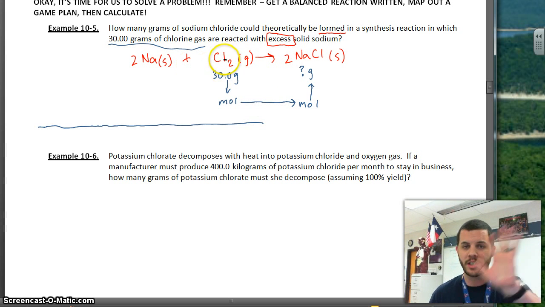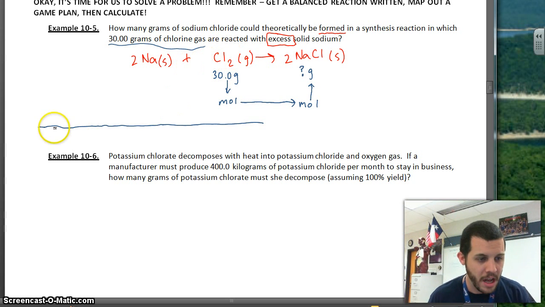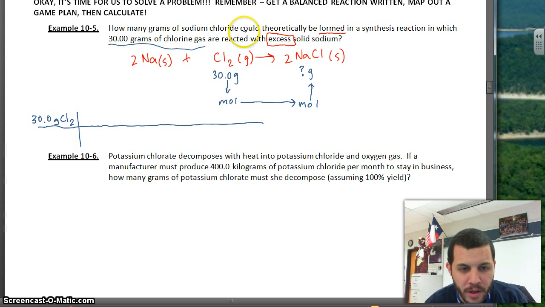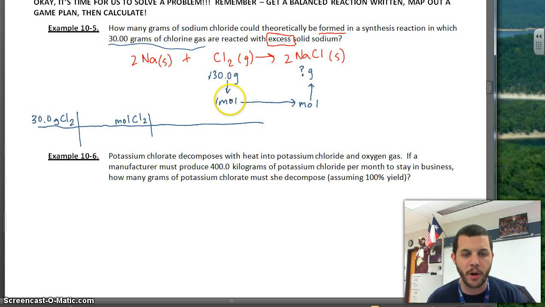30 grams. Watch this. You're going to love this. 30.0 grams of Cl2. What do I do now? I've dealt with 30 grams of Cl2, so now I'm going to go to moles of Cl2. Oh my gosh, it just fits. It all fits right in there. Boom, I did that. Now, where's my next step on my mole road? Moles of Cl2 to moles of NaCl. Boom, put it in there.